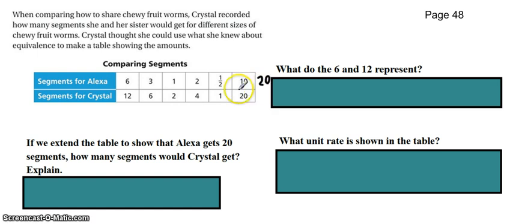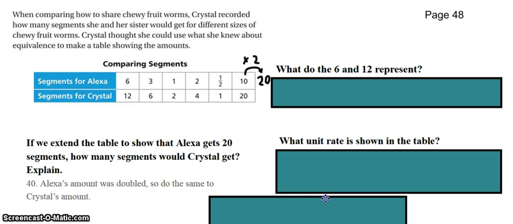So we can see that the number of segments for Alexa doubled. And just like in the video you just watched, we want to think, what number times 10 gives us 20? Or 10 times what number gives us 20? And hopefully we know that 10 times 2 gives us 20. So that means if we're doubling the number of segments for Alexa, we also need to double the amount of segments for Crystal. And the answer would be 40. We can see Alexa's amount was doubled, so we would do the same for Crystal's.